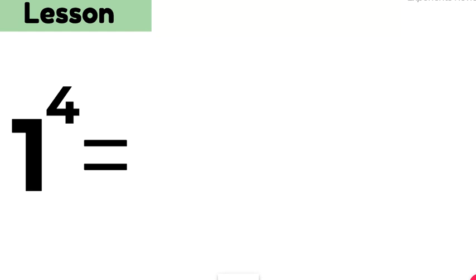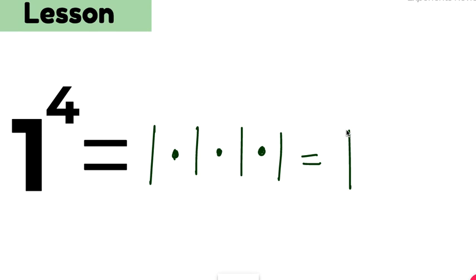Let's take a look at another example. 1 to the 4th power. Well, my base is the number that's repeatedly multiplied. 4 tells me how many times to do it. So I get 1 times 1 times 1 times 1. And that actually equals 1.